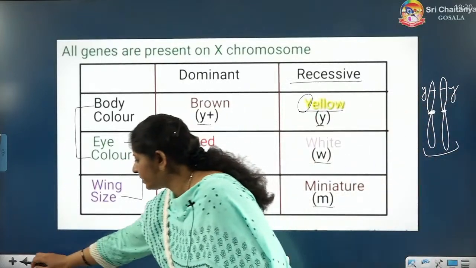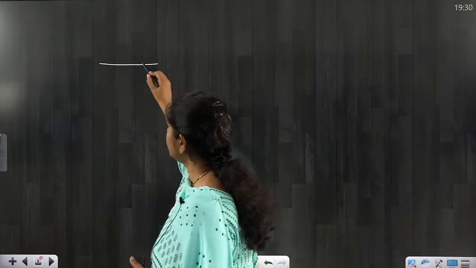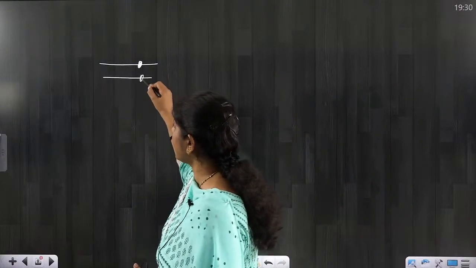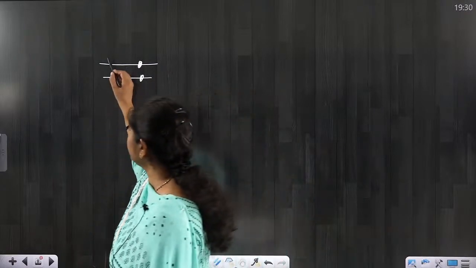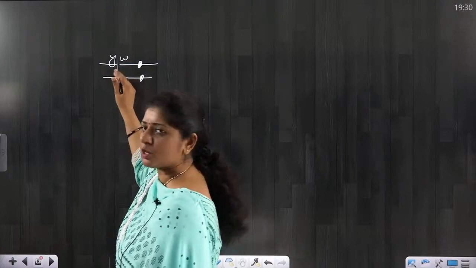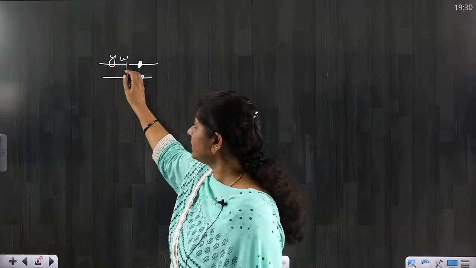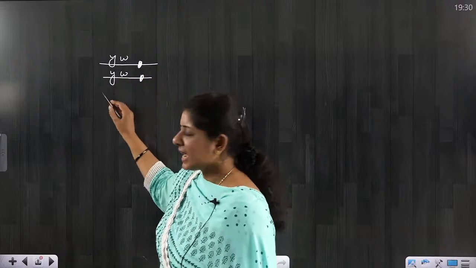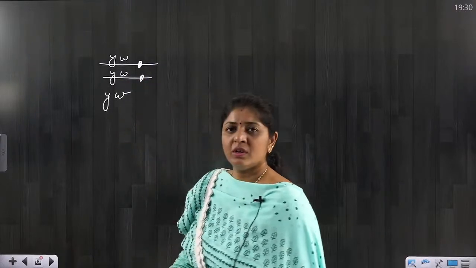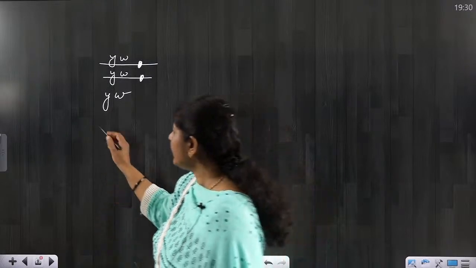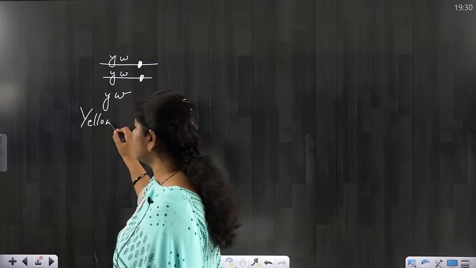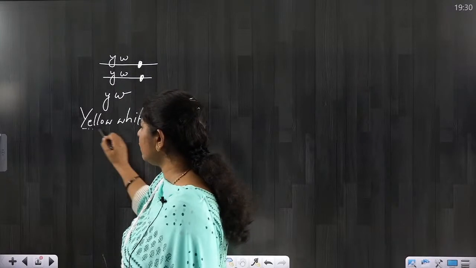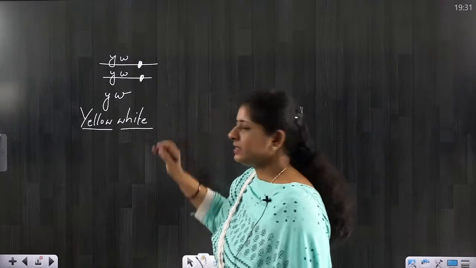Okay, now to get into that dihybrid cross, suppose I am taking this X chromosome and this as an X chromosome. If it is having y and w genes of the two characters, body color and eye color, the second will also have y and w. Overall, what will it be? I can say both are recessive. How will you write its phenotype? You will write the phenotype as yellow white, meaning it will have yellow body color and white eye color.